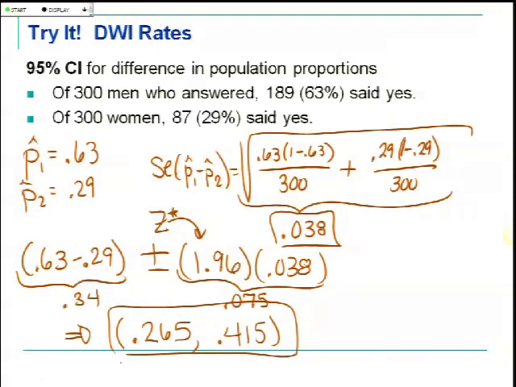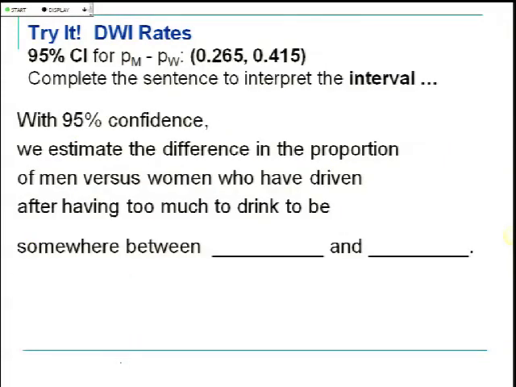So we have our interpretation of the interval given first here. Here is a sentence to interpret the interval. We can start out with that phrase, with 95% confidence. That just lets the reader know what confidence level you used. I'm not asking you to interpret what the 95% confidence level means. If I were, then I can't use the word confidence to interpret confidence. I can say, though, for the interval, with 95% confidence, we estimate the difference in the proportion of men versus women who have driven when they shouldn't have to be somewhere between what two values? The range we have here, 0.265 and 0.415. And you could change that to be rates instead of proportions. The difference in the percentage of men versus women to be between 26.5% and 41.5%.